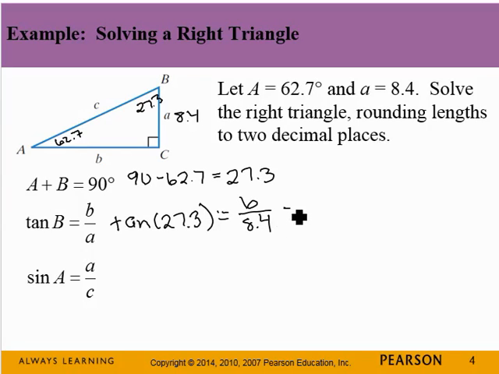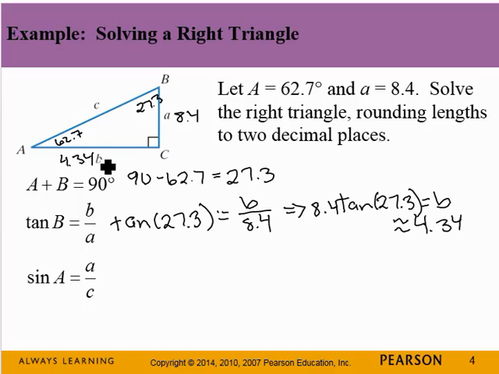We're just going to solve for B. So you multiply both sides by 8.4. So 8.4 times tangent 27.3 equals B. We're going to round it, so you want to plug that into the calculator, 8.4 times tangent 27.3. And that should give you about 4.34. Remember, if it gives you some crazy number, make sure that you have your mode set to degrees.